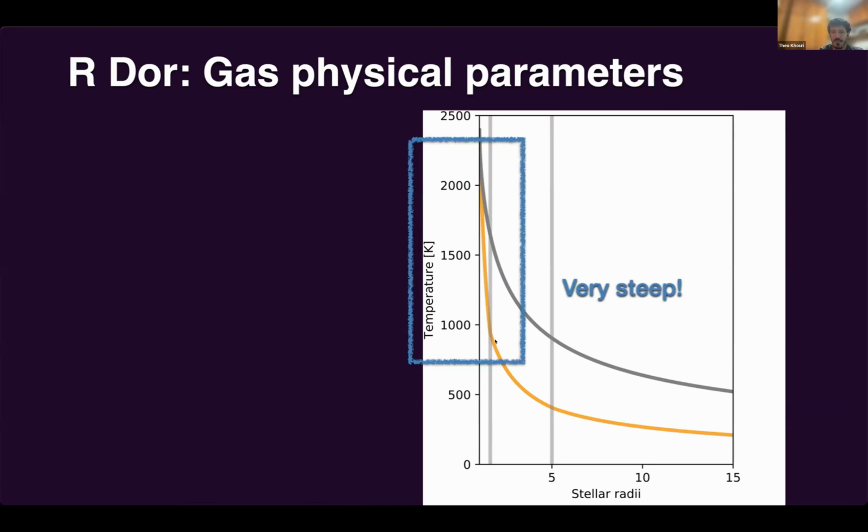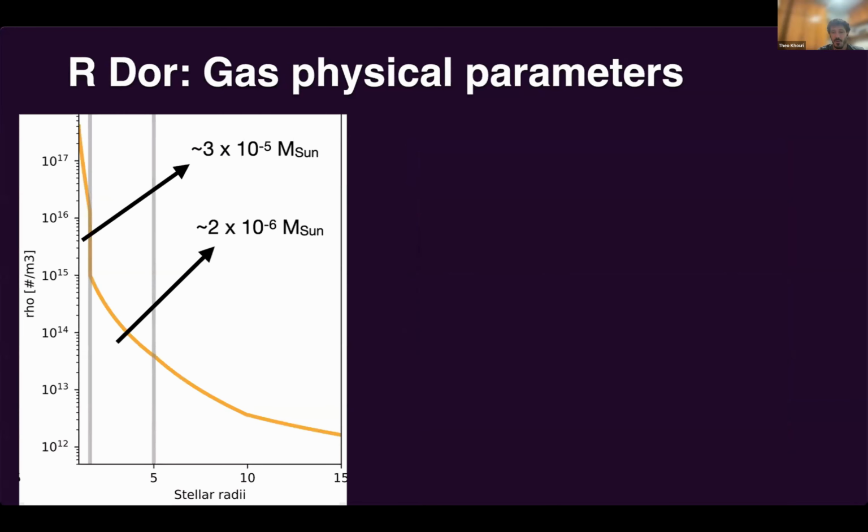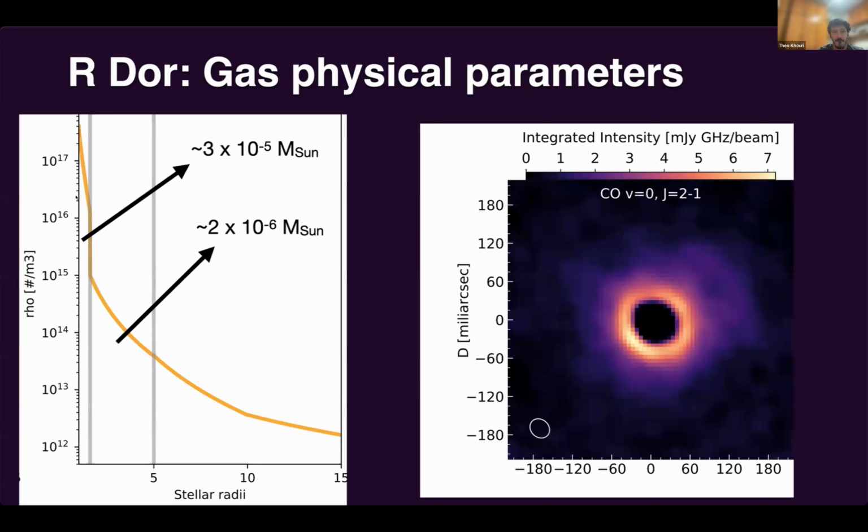It seems that the temperature drops to about 1,000 Kelvin already within about 1.6 times the submillimeter stellar radius, which is very steep. So our model basically consists of one shell where the density is very high, of the order of 10 to the 11 particles per cubic centimeter. And this shell contains 3 times 10 to the minus 5 solar masses of gas, more or less. And this is much larger than the amount of mass that Dorado loses per year, which is of the order of 10 to the minus 7 solar masses.